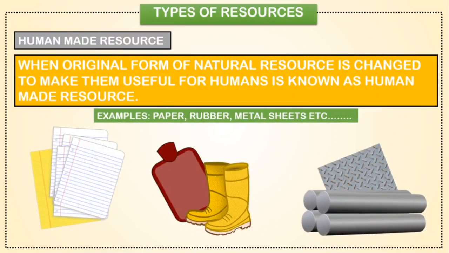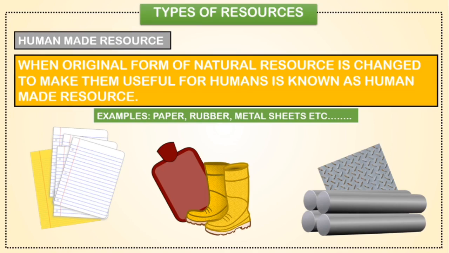It can be well understood with the help of some examples. Some examples are paper, rubber, metal sheets, etc. We get paper from trees. A tree being a natural resource, we transform it and obtain paper from it. In the same way we get rubber from trees, then the rubber is processed and we use it to make shoes and bags. So rubber is also a human-made resource, extracted from natural resources.